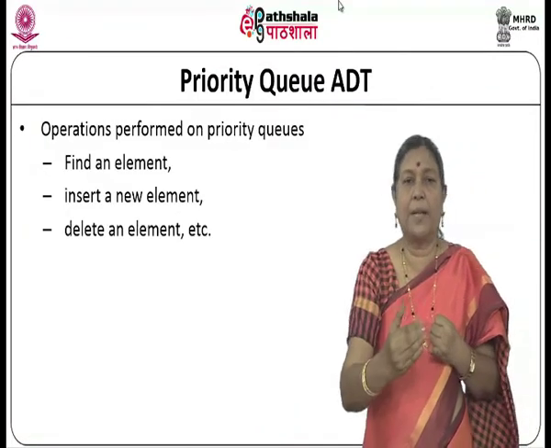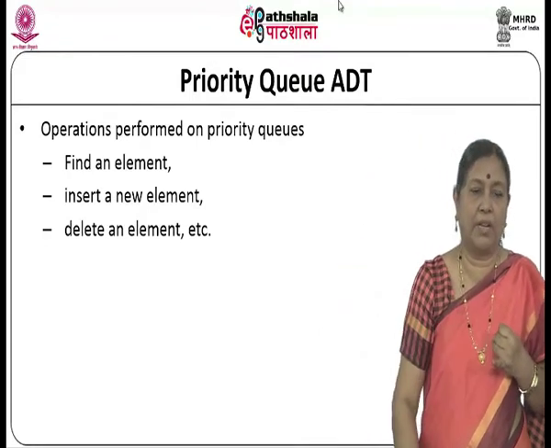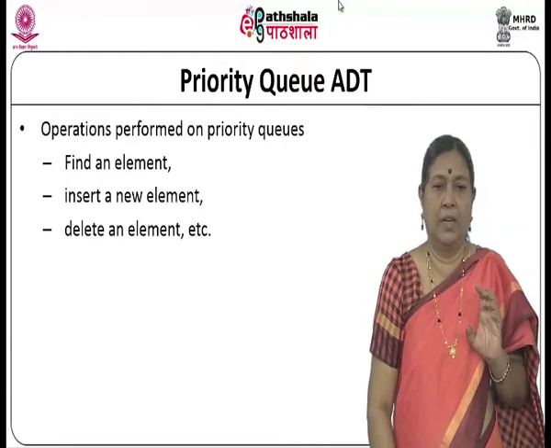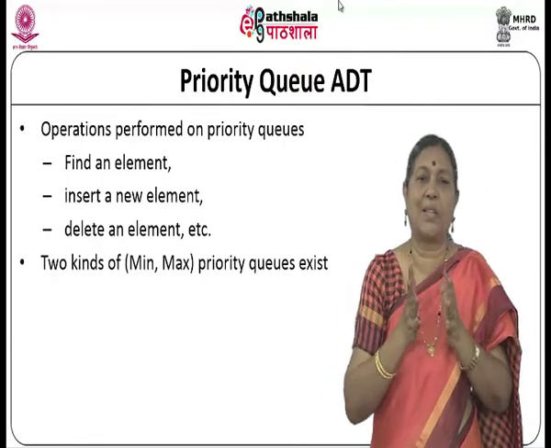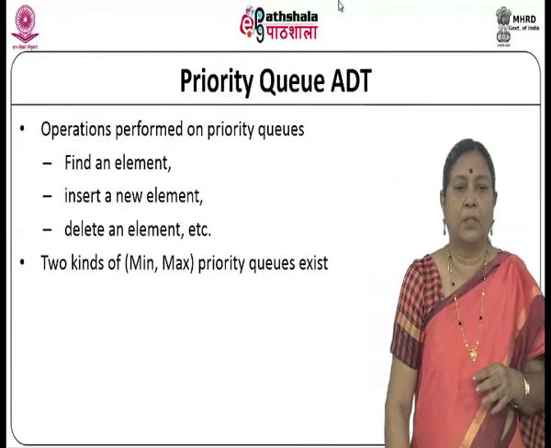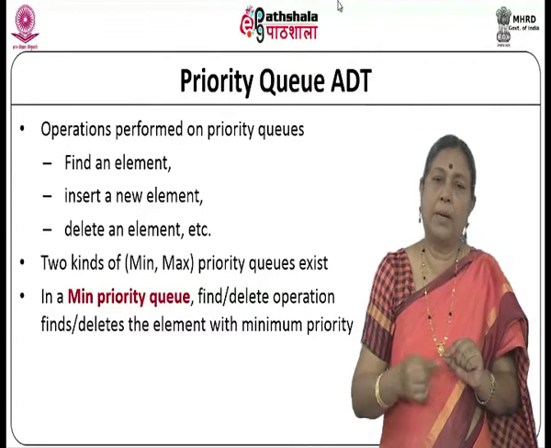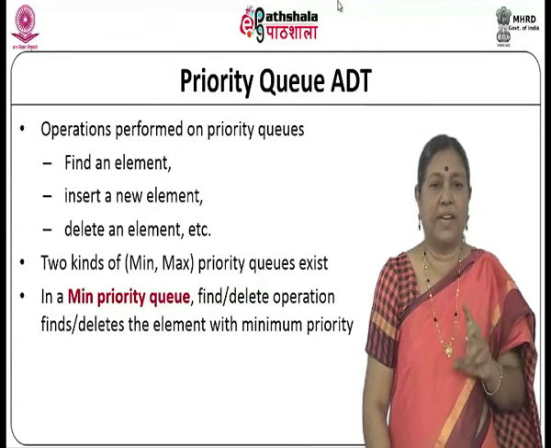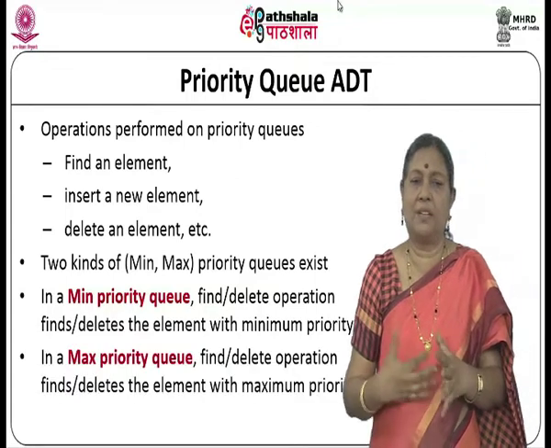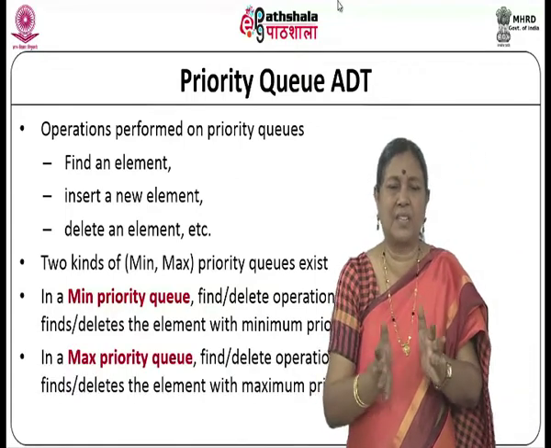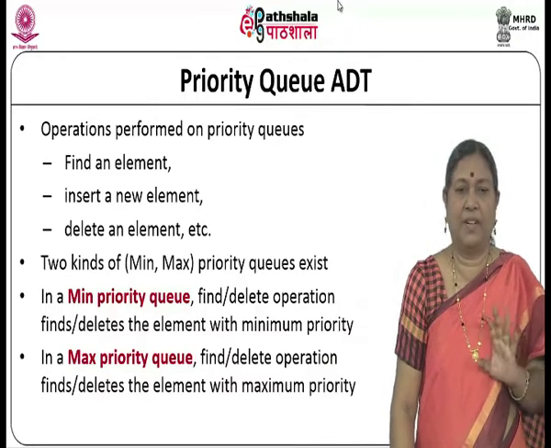Find an element, now this becomes a very important operation because we want to find an element with the highest priority, insert, delete. So, there are two kinds of priority queues, one is called the minimum priority queue and the other is called the maximum priority queue. In the minimum priority queue you find and delete the element with the minimum priority, and maximum obviously with the maximum priority. So, this depends on how you define the priority, nothing else, but they are defined.